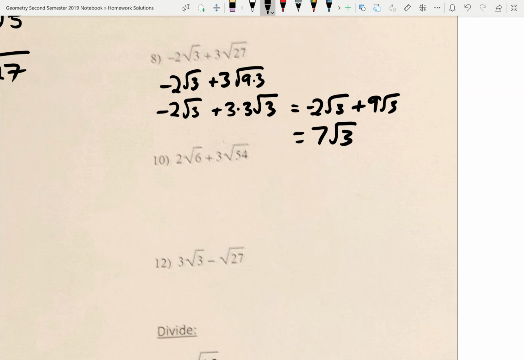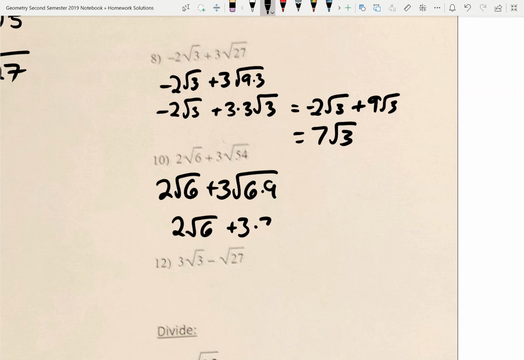Okay. Number 10. Root 54. Okay, so what perfect square goes into 54? Well, it's probably something multiplied by 6. Here, 9. Hey, 9 times 6, 54. Look at that. There we go. So that's 2 root 6 plus 3 times 3 root 6. That's 11 root 6.